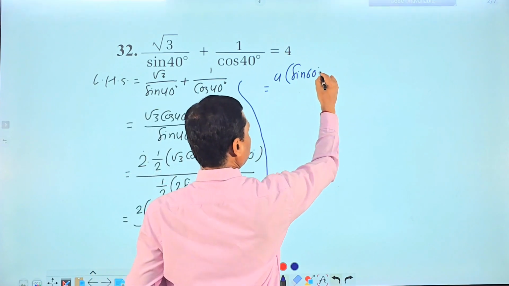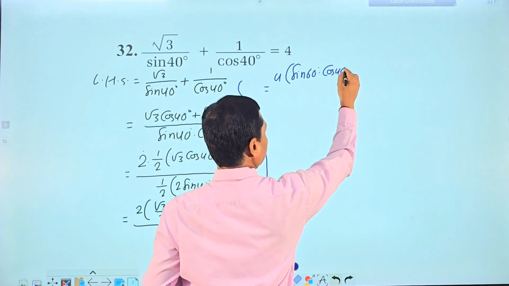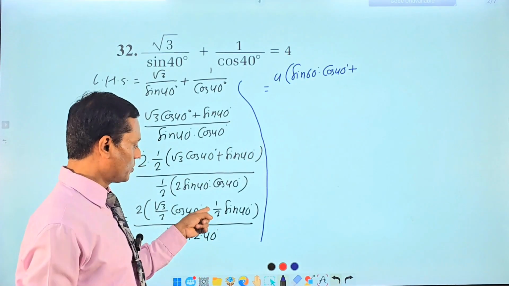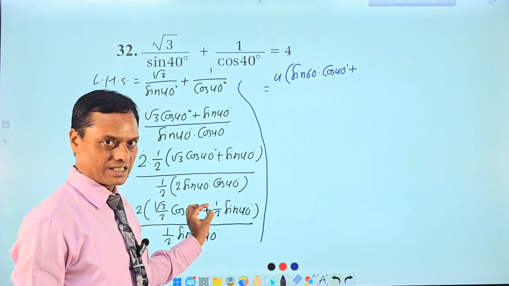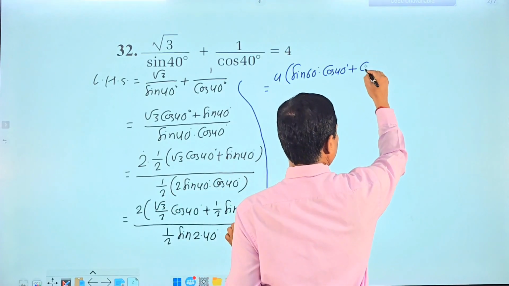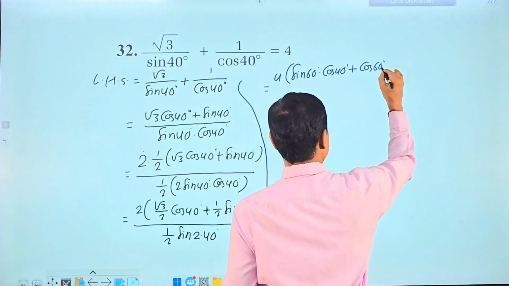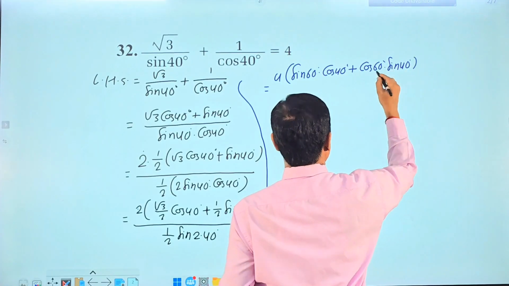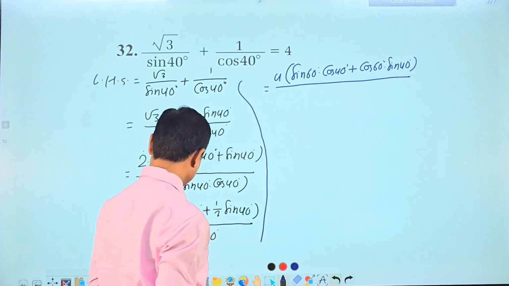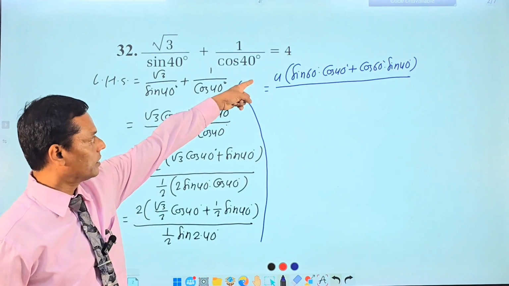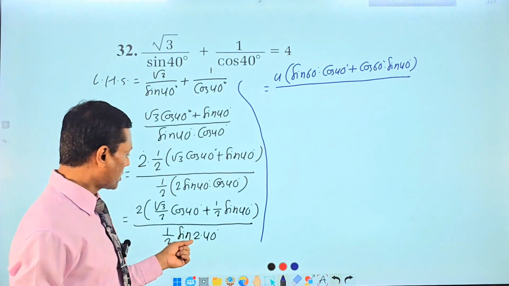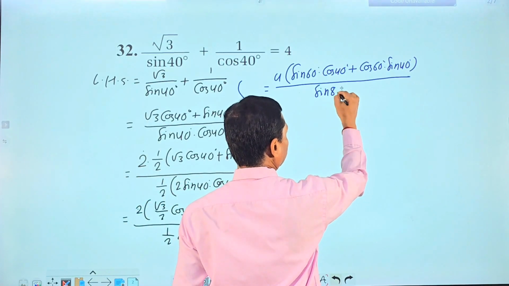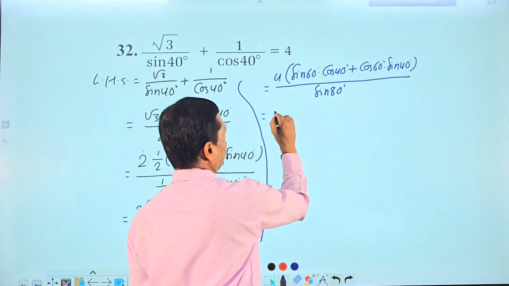Here is cos 40 degree. Here plus 1 by 2. 1 by 2 means cos 60 degree, isn't it? So you can write cos 60 degree and then sine 40 degree. And here this 2 has already gone up. So here we got 4 and sine 2 into 40 degree, that is sine 80 degree, isn't it? Next one, that's 4.